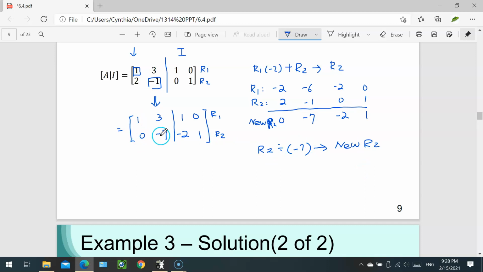So the row 2, we have 0, negative 7, negative 2, and a 1. 0 divided by negative 7, you keep the 0. Negative 7 divided by negative 7, you turn to the 1. Negative 2 divided by negative 7, you turn to 2 over 7. 1 divided by negative 7, you turn to negative 1 over 7. Now, the result here is your new row 2. So we do the next step.